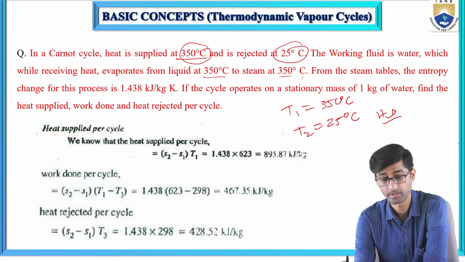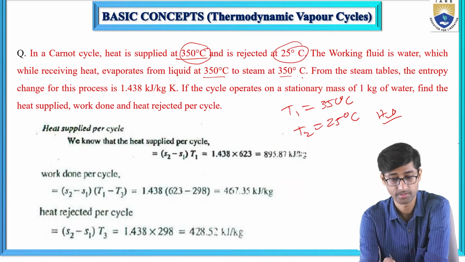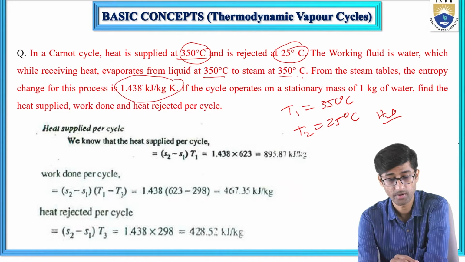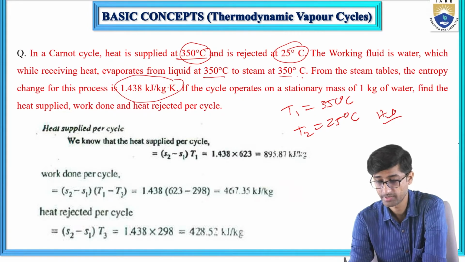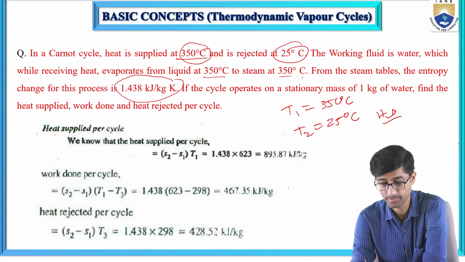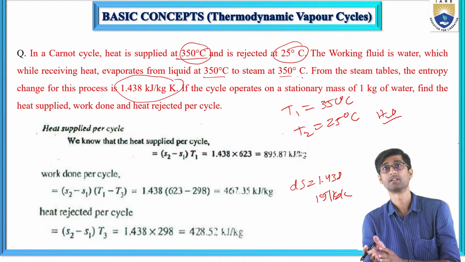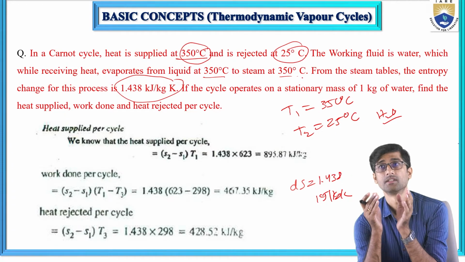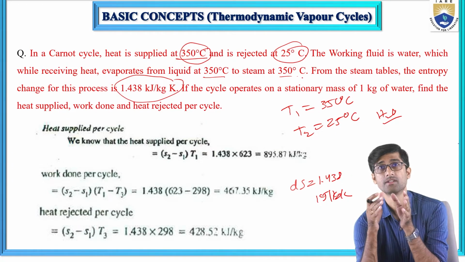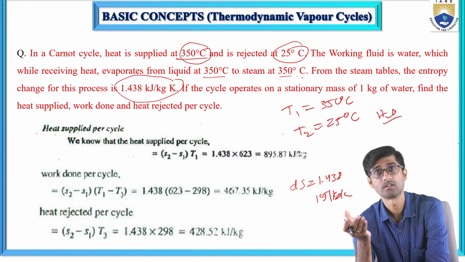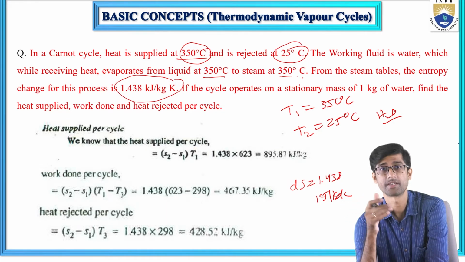From the steam table, the entropy change for this process is given. That means the change in entropy ds is given as 1.438 kilojoule per kg Kelvin. Now we have to calculate, for 1 kg of water, what is the heat supplied, what is the work done, and what is the heat rejected per cycle.